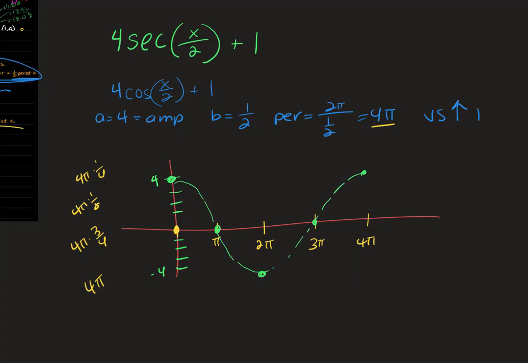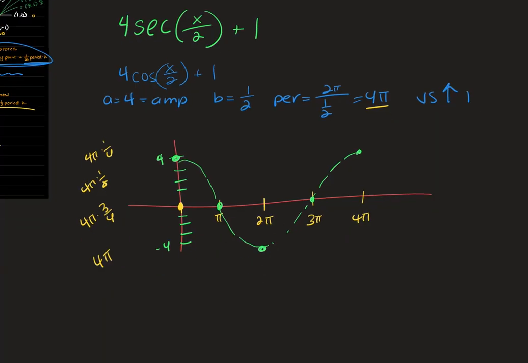Then I find my asymptotes before I do the vertical shift. Good. Pi, 3 pi. Then I shift it up 1. And then I draw the parabolas.